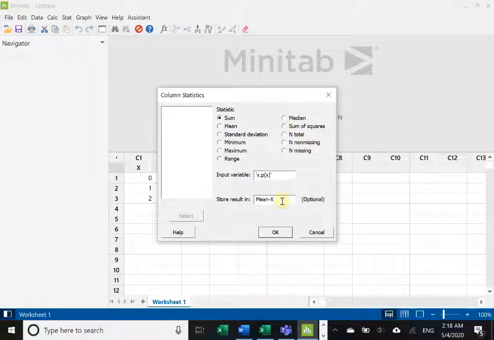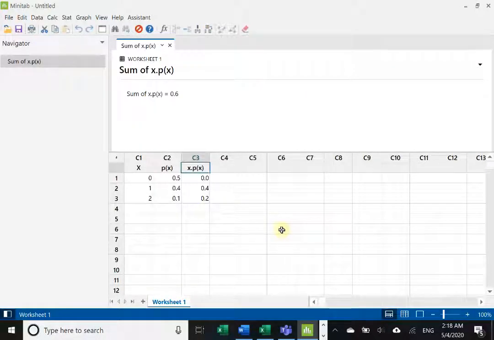Okay. I'm just going to call it mean. And there you go. So we have now the sum of xpx. Now, one thing is the mean is actually stored now. We can use it in a minute. So let's do our next column.